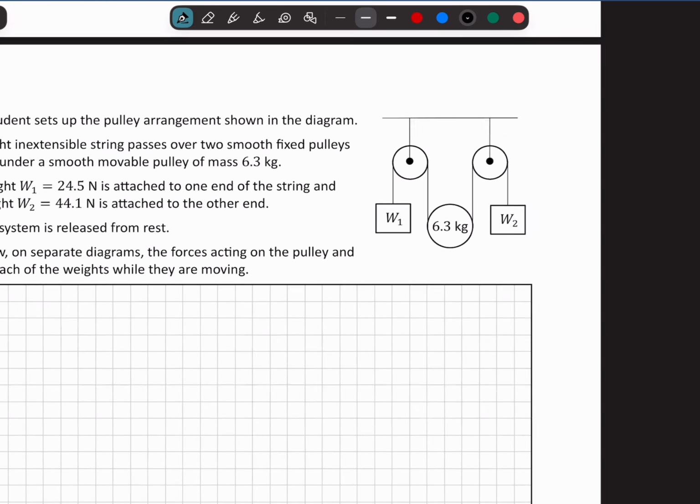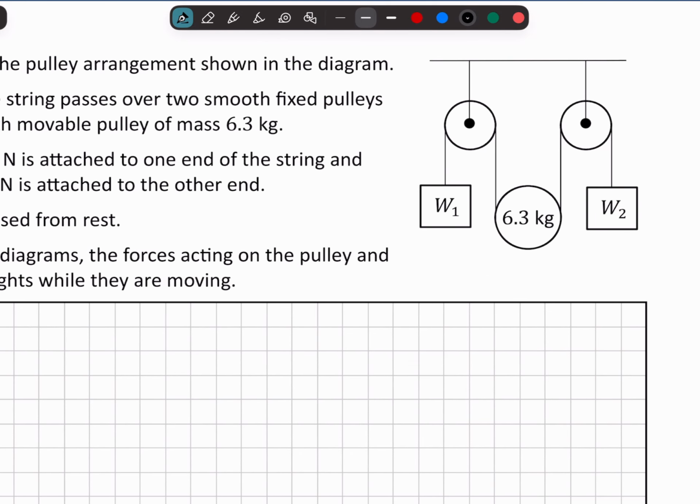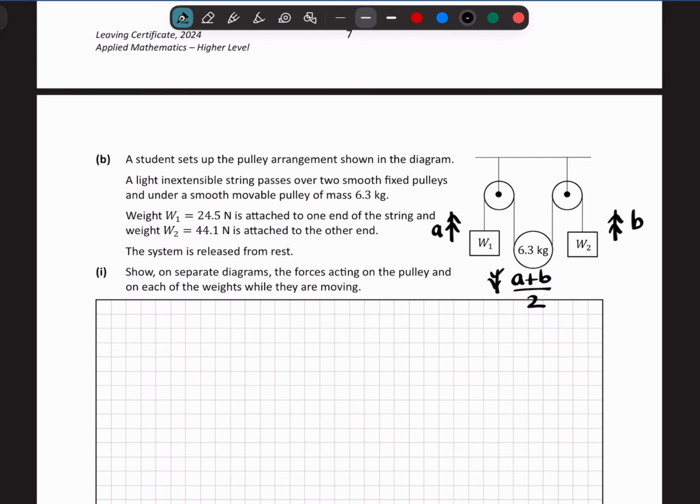But here I'm going to say that the center pulley always moves down. So this guy's going to move up with an acceleration, and I'll say his acceleration upwards is A. This guy's also going to move up. I'll call his acceleration B. So this guy's going to move down with A plus B over 2. And that's going to be kind of key in there.